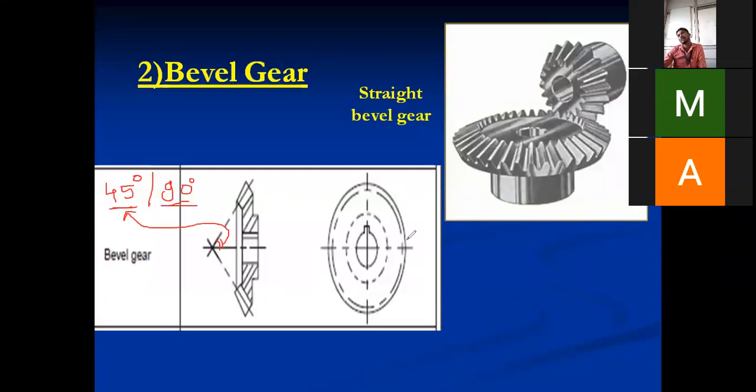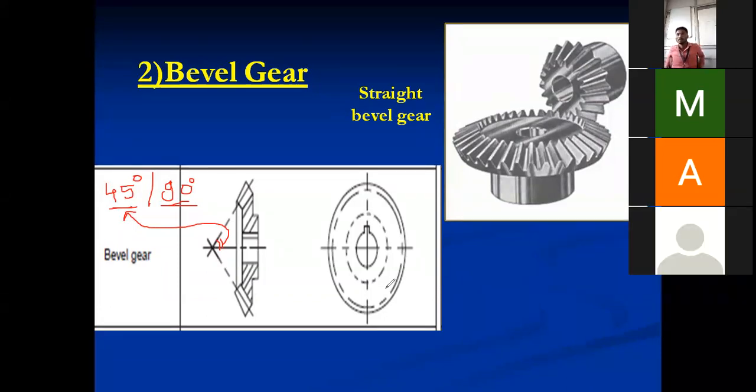And how much is it? By what angle are the teeth of a bevel gear inclined to the shaft axis? How much angle did I just say? How much angle is it inclined with the axis of shaft? 45. And what is the name of that 45 angle? Beveling angle. It is called the beveling angle.